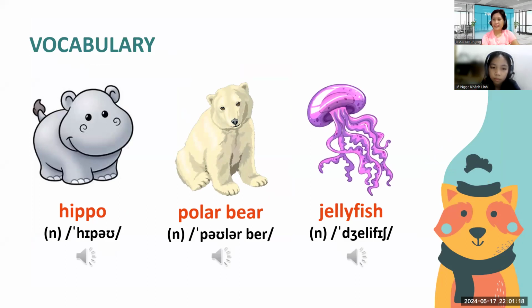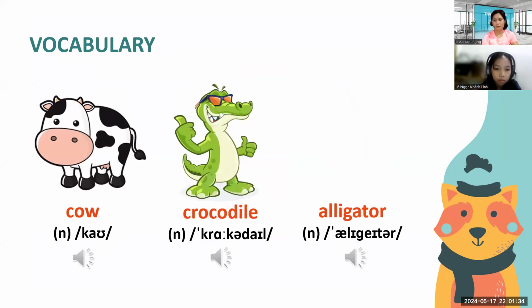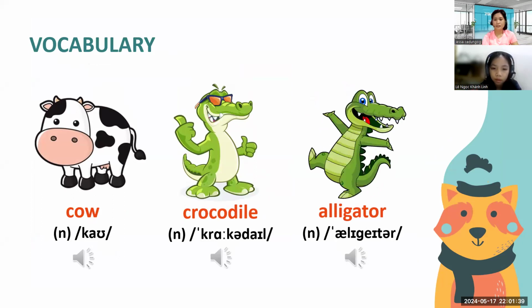First is hippo. Next, polar bear and jellyfish. Next, what's this? Cow. Next, crocodile and what's this? Alligator. Okay, alligator. Very good.